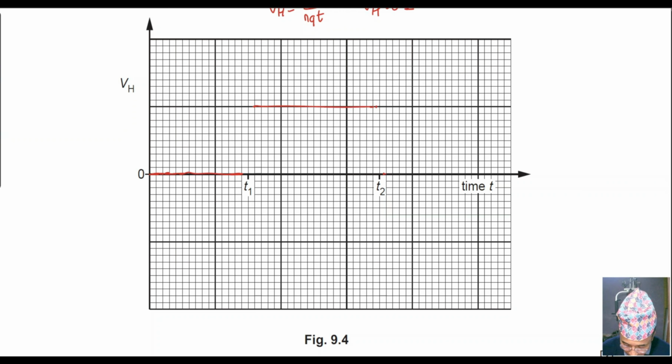again 0 value like this, and from here it rises straight like this, and then it falls straight like this. So it has to follow the same pattern as the pattern of current. So this is the answer to this question.